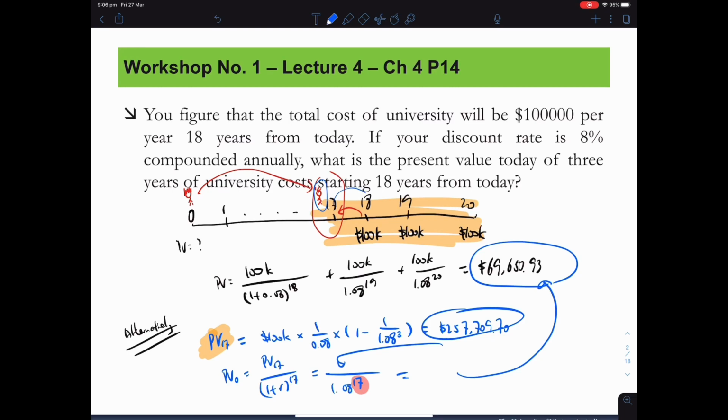That's the first question. So it's a very important concept that you have to be able to know how to go through and use different ways to make it look like an annuity, all right? So that's the first example.